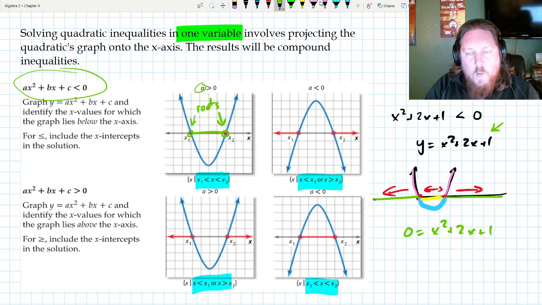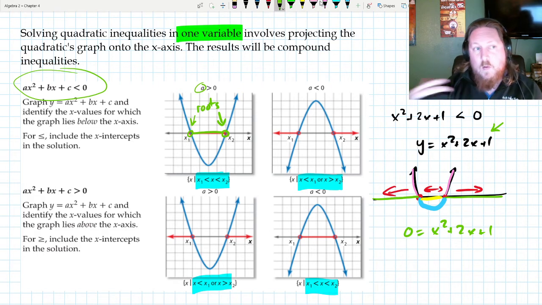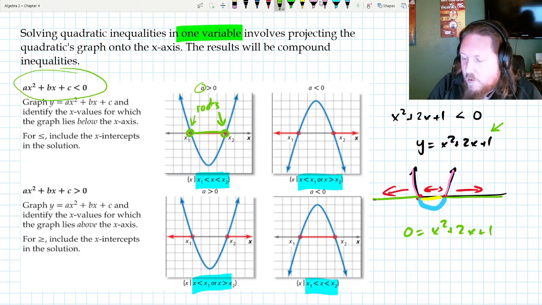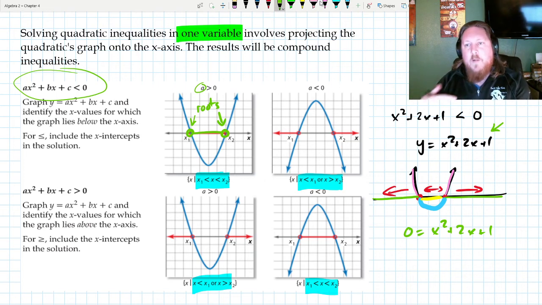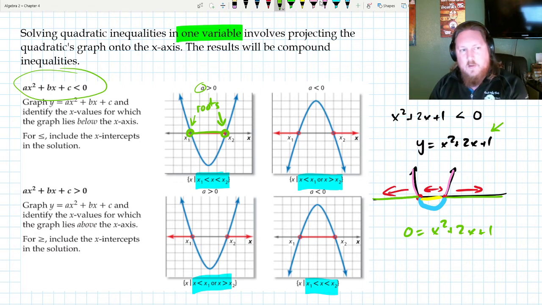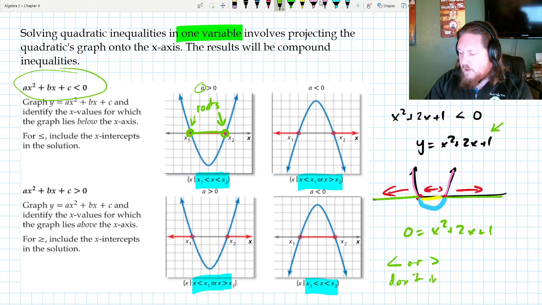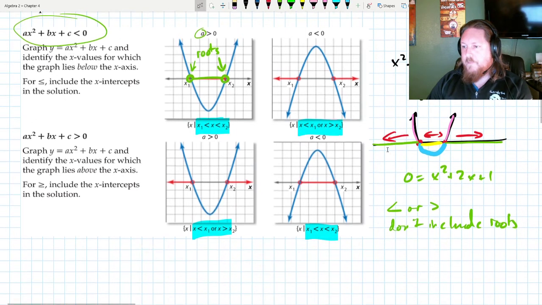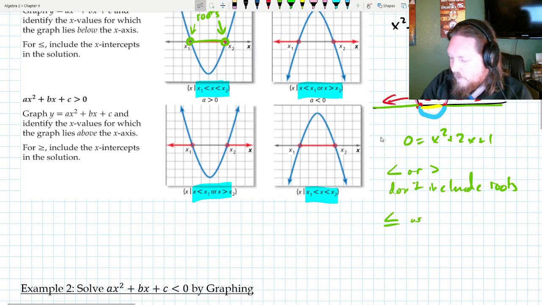A very important thing to notice is that I drew open dots, because it's a less than or a greater than, but not an or equal to. You do have to pay attention to that. If it's an or equal to, it includes the roots. If it's not an or equal to, it does not include the roots. So pay attention to whether it's an equal to or not. If it's a less than or greater than, don't include the roots. If it's a less than or equal to or greater than or equal to, include the roots.